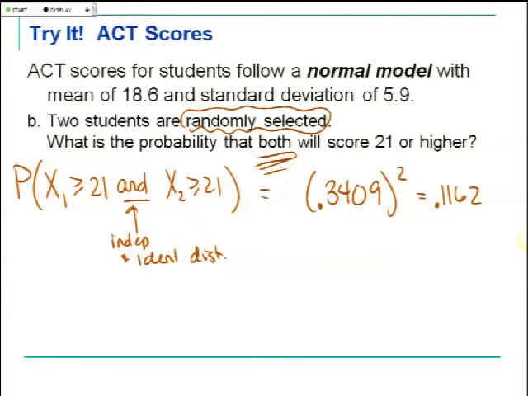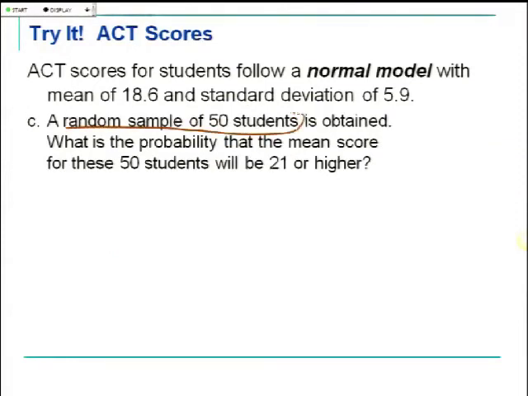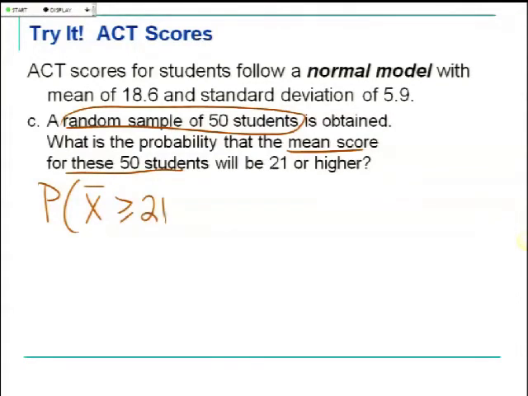All right, how about C? What's different in C? Random sample of 50 students. Now, if I had asked, what's the probability that all 50 score 21 or higher? 0.34 raised to the 50th, really small probability. Hardly ever going to happen that all 50 would score that high or higher. But that's not what it asks. It asks for the probability that the mean score for your sampled students, that is x bar, the probability that the sample mean would turn out to be 21 or higher.